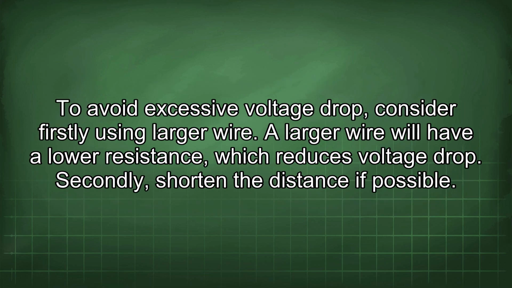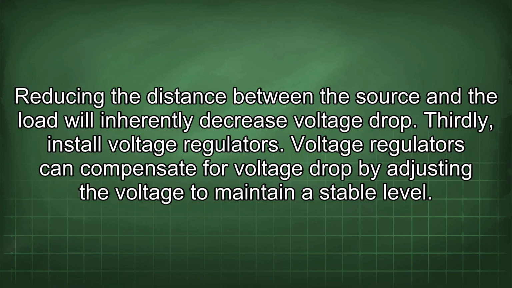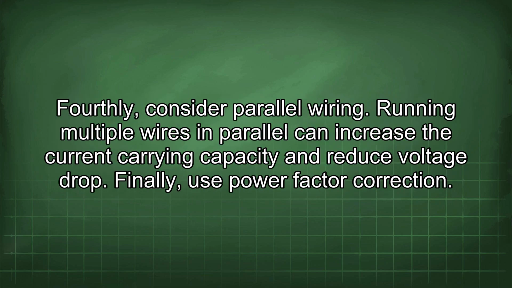To avoid excessive voltage drop, consider firstly using larger wire. A larger wire will have a lower resistance, which reduces voltage drop. Secondly, shorten the distance if possible. Reducing the distance between the source and the load will inherently decrease voltage drop. Thirdly, install voltage regulators. Voltage regulators can compensate for voltage drop by adjusting the voltage to maintain a stable level. Fourthly, consider parallel wiring. Running multiple wires in parallel can increase the current carrying capacity and reduce voltage drop.